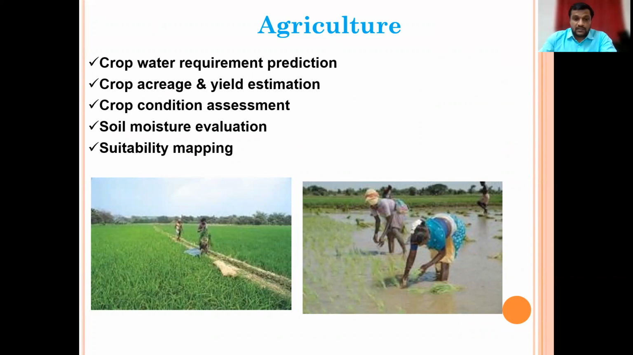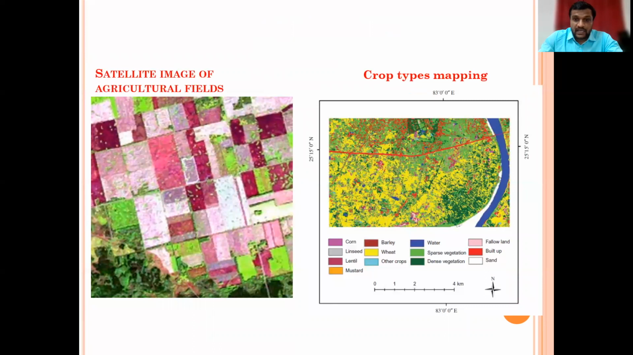We can also work on the mapping of agricultural land, and in case of any disease, we can easily detect the areas of agriculture affected by disease or insects. Crop type mapping can be done. We can use remote sensing images to map different types of crop over the agricultural land, including corn, lentil, mustard, barley, and wheat. Different crop types can be mapped very easily using remote sensing images.